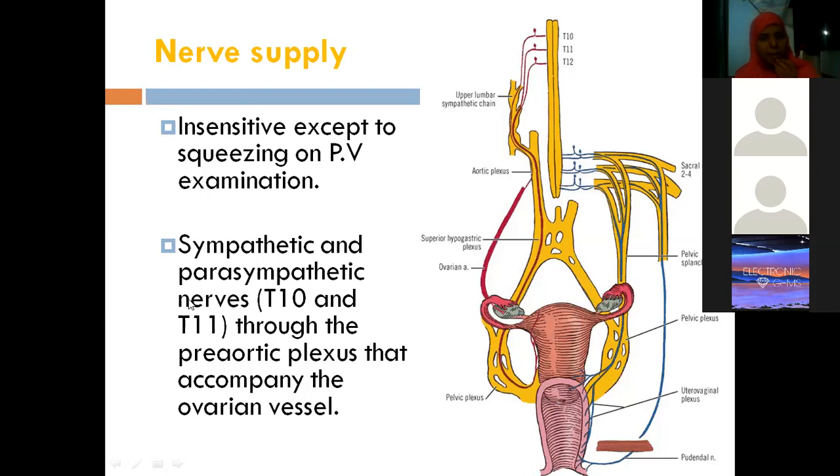Then coming to sympathetic and parasympathetic, they come from T10 to T11, and these nerves form a plexus, the pre-aortic plexus, that accompanies the ovarian vessels. These nerves, the pelvic splanchnic nerves, I will discuss in much more detail.